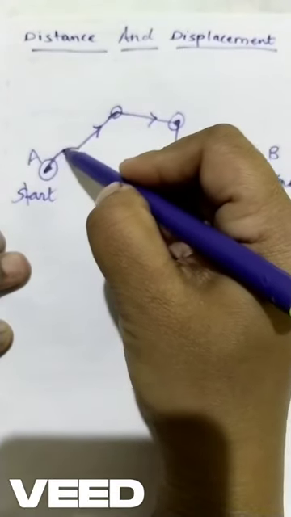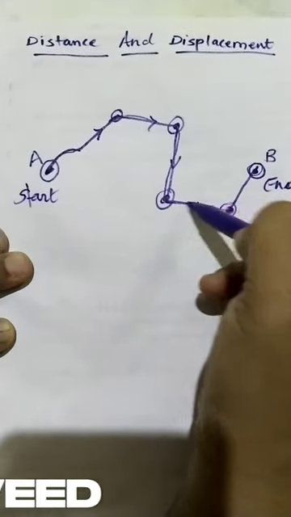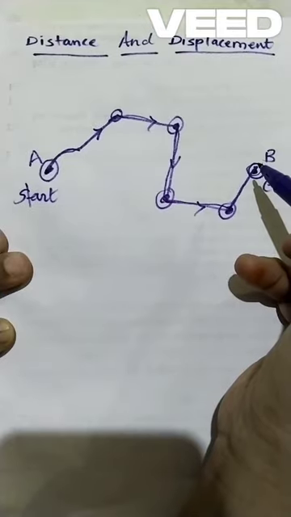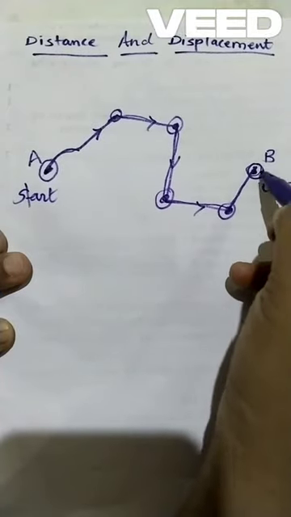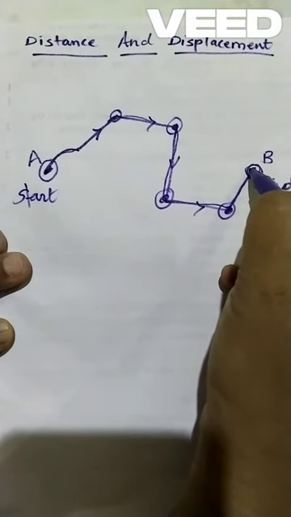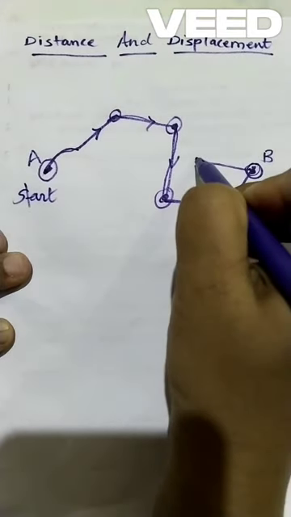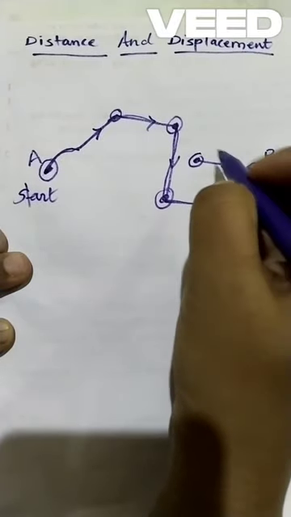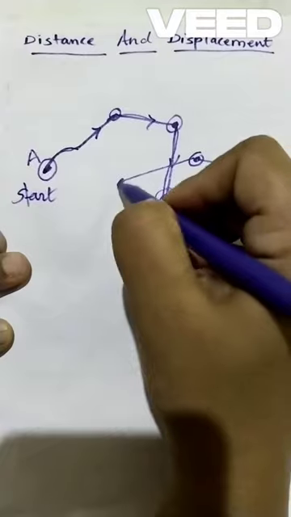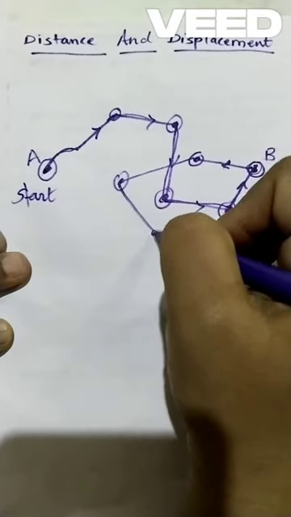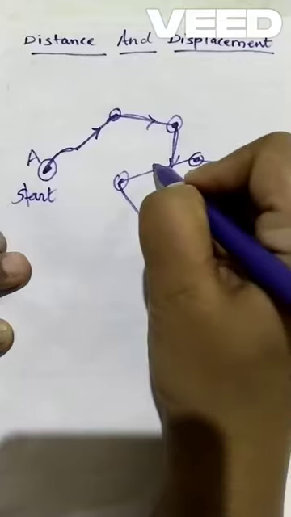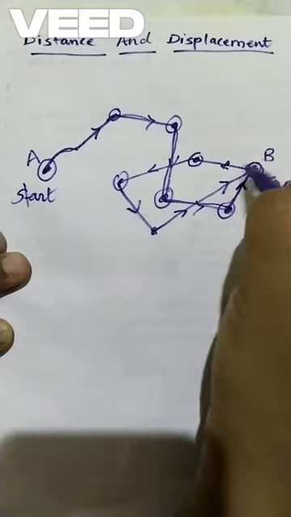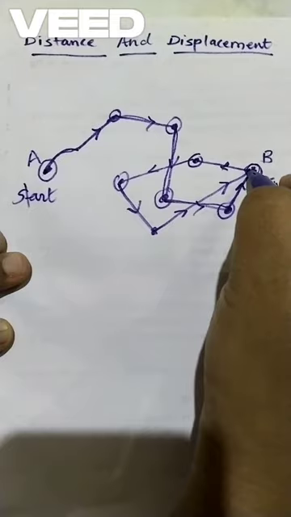So while traveling from start point A, the person takes different halts and reaches point B. The length of the path that the person has traveled is called the distance. It is irrespective of the direction. Let us suppose after reaching point B, the person goes to this point in a backward direction, right? And then goes here, and then here, and then goes back to point B. The length of the path changes.